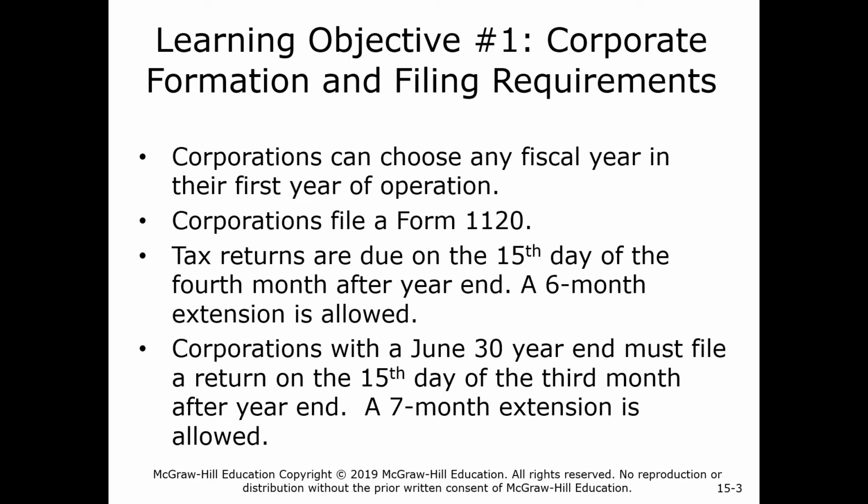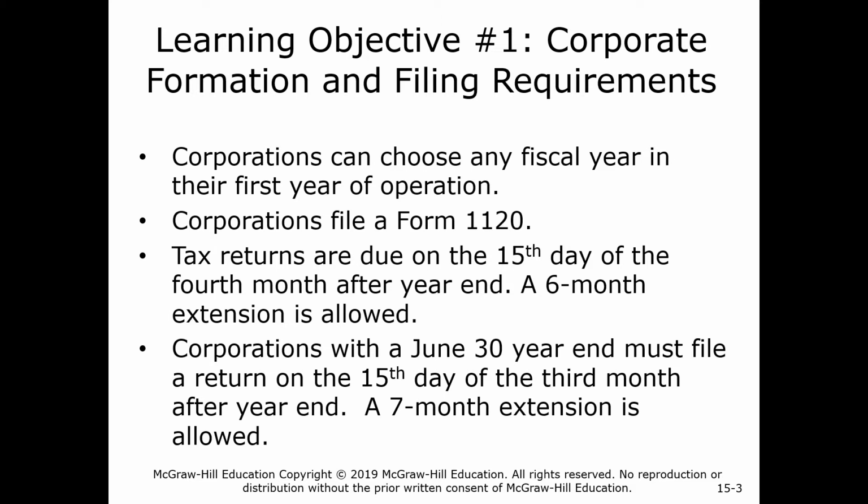The tax return of a corporation is due the 15th day of the fourth month after year end. So corporations, if they have a calendar year, will have a due date same as individuals, April 15th. And then they can file an extension to file the return until October, 6 months afterwards. So again, just like individuals, it is an extension to file, not an extension to pay. Any payments must be made on April 15th if we're talking about a calendar year corporation.